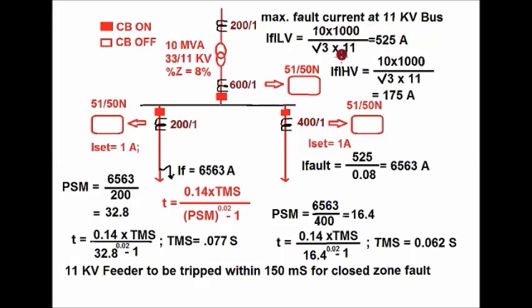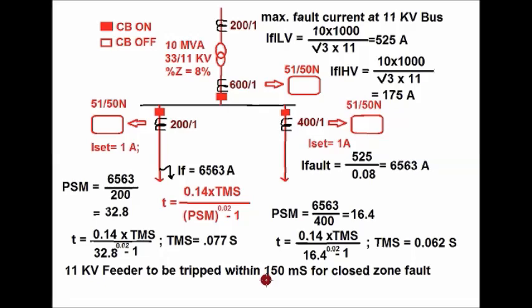That is the full load current. And on the HV side, the full load current is equal to 175 ampere. So neglecting the source impedance, we can calculate the fault current in the LV side, which is equal to full load current divided by percentage impedance. Here the percentage impedance is 8%. So we get the fault current equal to 525 divided by 0.08, which is equal to 6563 ampere.